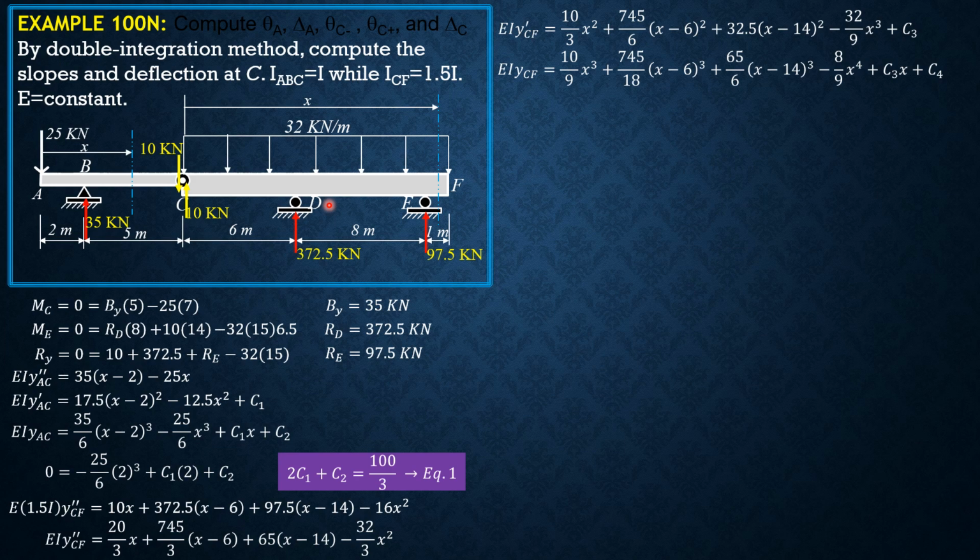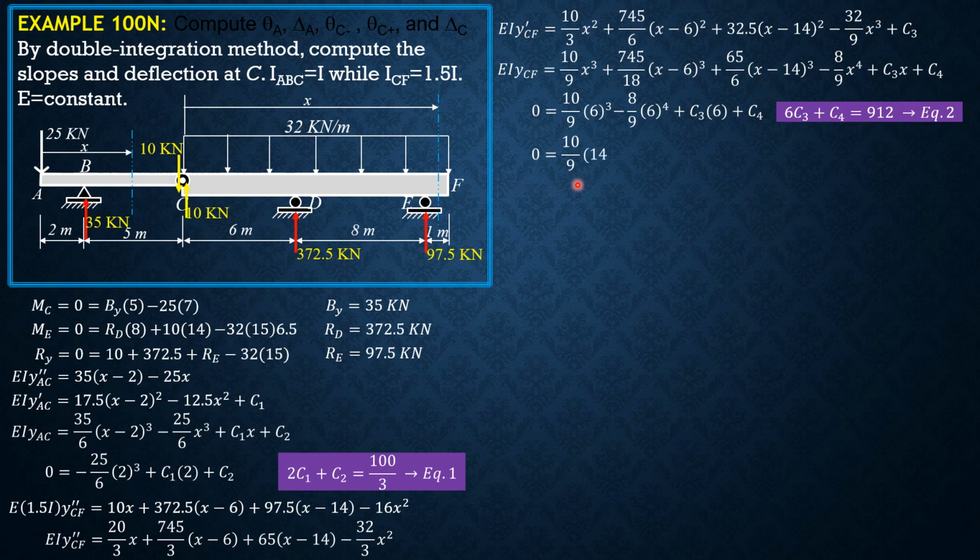So we have two boundary conditions for CF. That is when x is 6, y is 0, and when x is 14, y is 0. Then we solve two equations simultaneously. So 0 equals 10 over 9 times 6 cubed. This is 0, this is ignored. Then minus 8 over 9 times 6 to the fourth plus C sub 3 times 6 plus C sub 4. So the next equation is 6 C sub 3 plus C sub 4 equals 912. Call that equation 2.